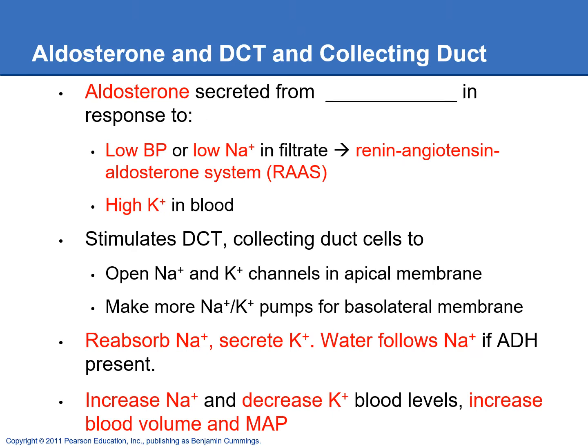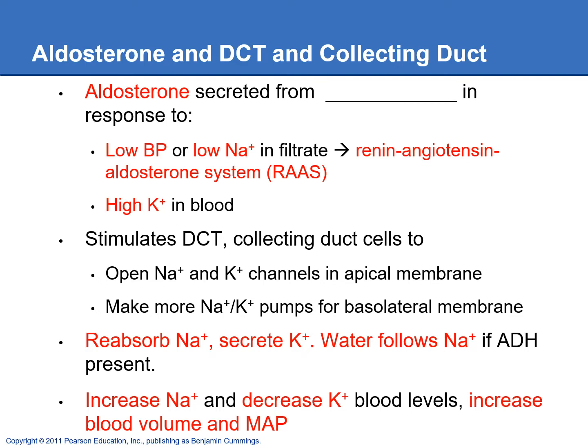Let's take a look at aldosterone first. Remember that aldosterone is secreted from the adrenal cortex. It's one of these steroid hormones, and it's going to be stimulated to be released by the renin-angiotensin-aldosterone system, or RAS. And RAS gets stimulated if the blood pressure is low or if there's low sodium in the filtrate in the urine. And then the other thing that stimulates aldosterone release from the adrenal cortex is if the potassium levels are too high in the blood.